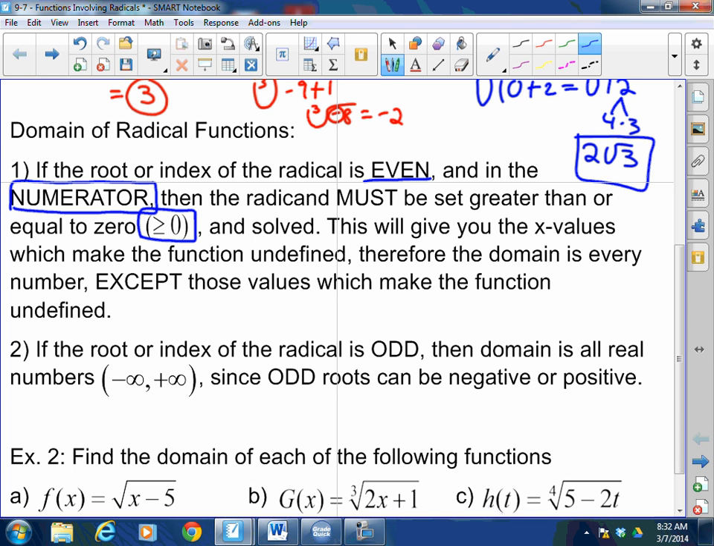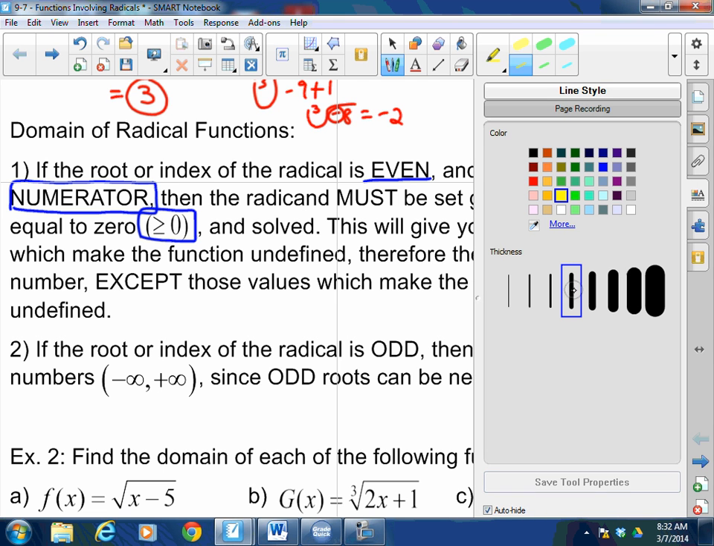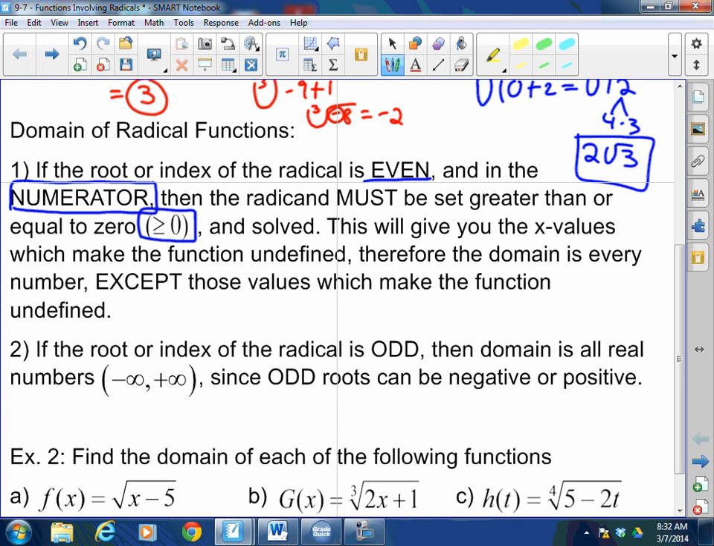And solved. Done. Now, for those of you that are thinking, wait a second, what happens in the denominator? Remember that if it's in the denominator, everything is the same except we set it to greater than 0.